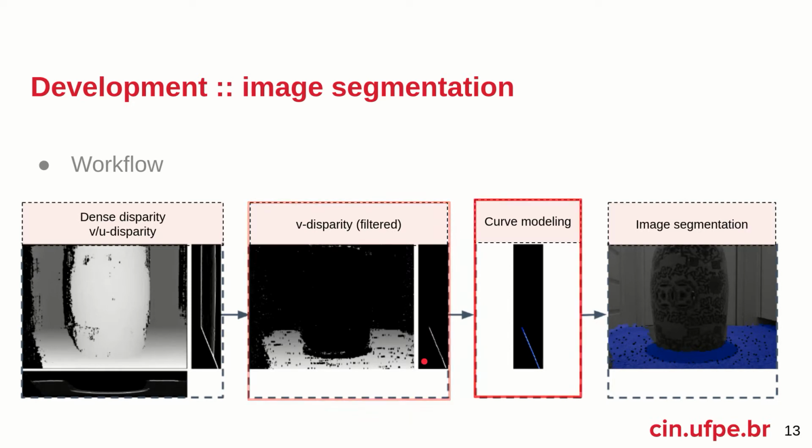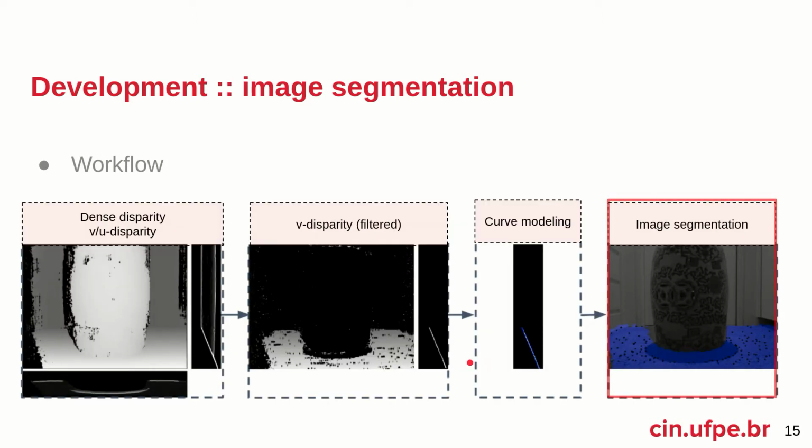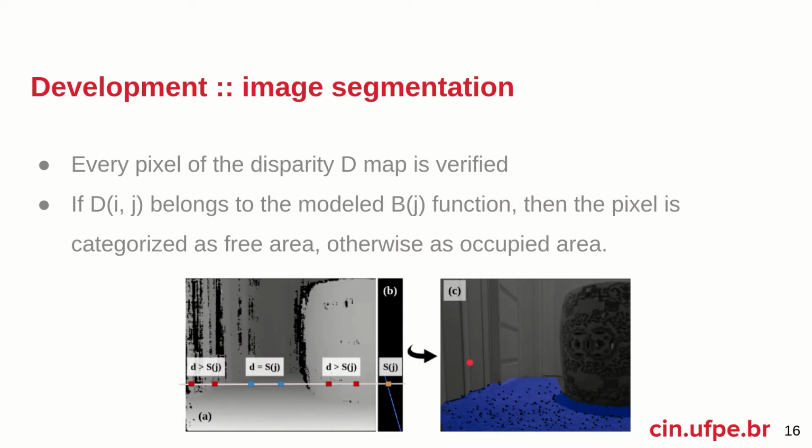The filtered V-disparity map is modeled by B-spline curves, in our case a combination of 5 cubic splines, each for 5 segments of the V-disparity image, as shown in the image. And parameters are estimated by the least square method. Finally, the image segmentation is completed by verifying every pixel of the disparity map D. If a pixel D_ij belongs to the model B-spline function at j, then the pixel is categorized as free area, otherwise as an occupied area.